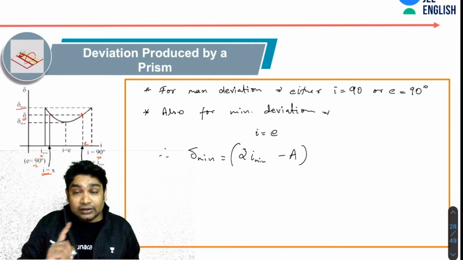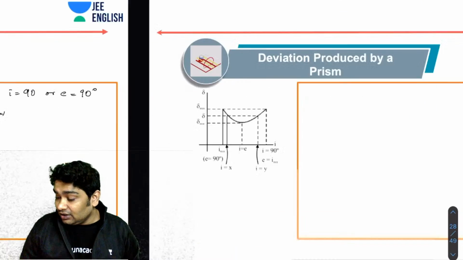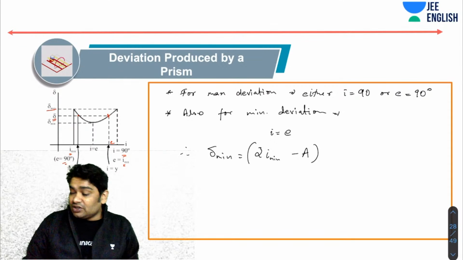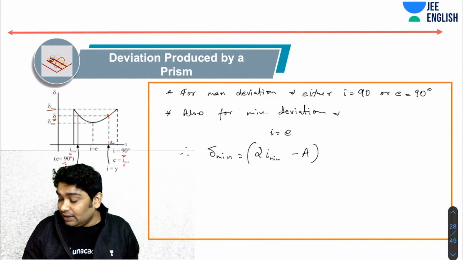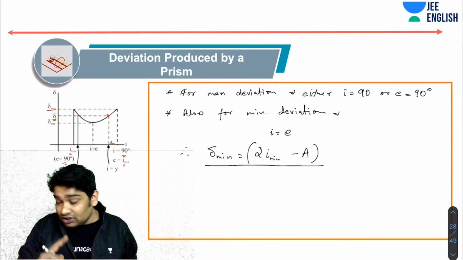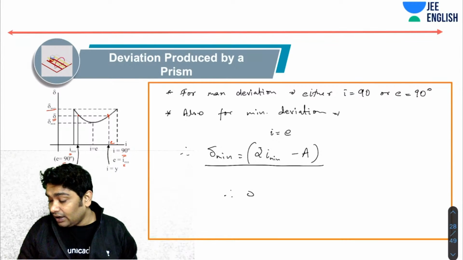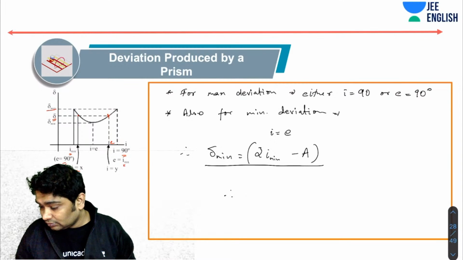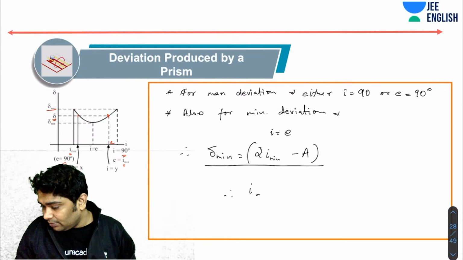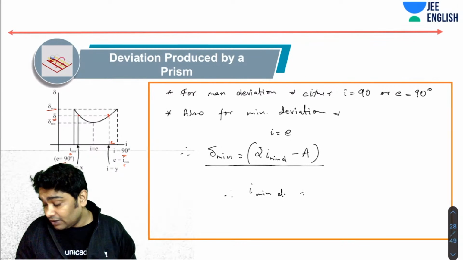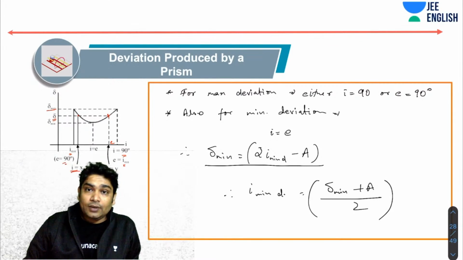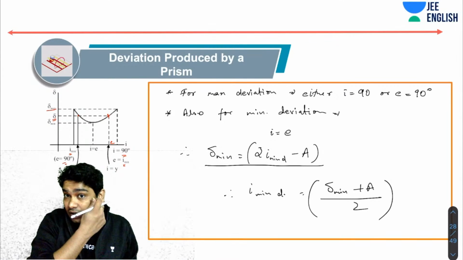Now that brings us to another very interesting situation. So these are the deviations produced by a prism. Delta min would be equal to I corresponding to the minimum angle of deviation, minus A. Now because of that, I for minimum deviation can be written as delta min plus A over 2. Okay, this is another very important relation.